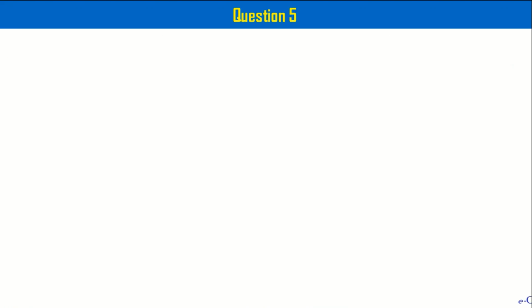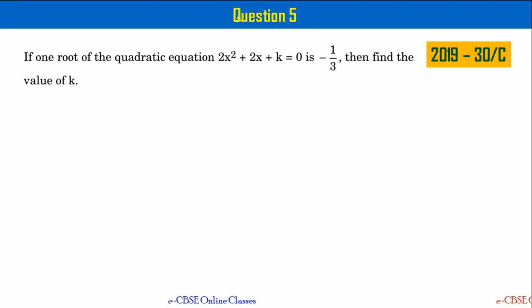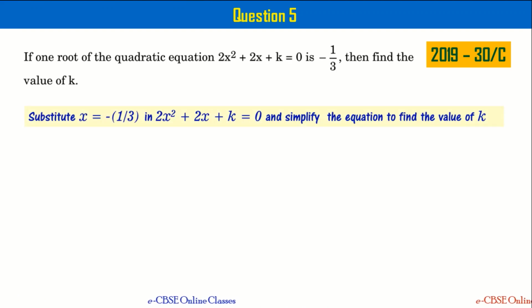Let's go to the next question. That is question number 5. If one root of the quadratic equation 2x square plus 2x plus k equal to 0 is minus 1 by 3, then find the value of k. Here root is given, that is minus 1 by 3. X equal to minus 1 by 3 is the root. Then find the value of k. This is exactly identical to the previous problem. So I'm not going to solve it. I'm just giving you a hint so that you can solve this problem.